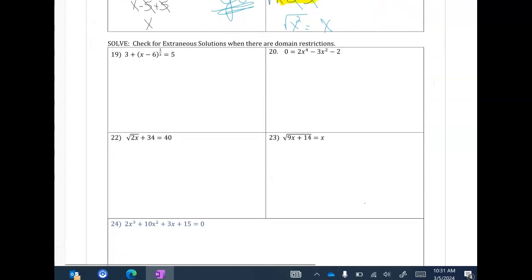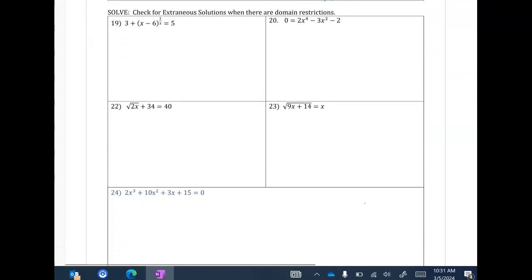Now, if you are interested in the solving portion, here's your retake for that. So check for extraneous solutions when there are domain restrictions. So domain restrictions come with x being in the denominator and with x being in a square root. So it looks like 22 and 23 will be the ones I check for domain restriction. Otherwise, let's go ahead and go.